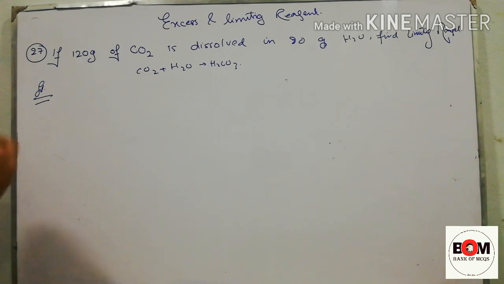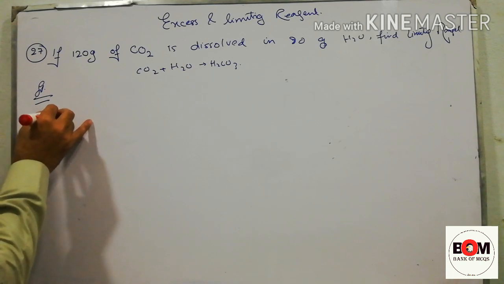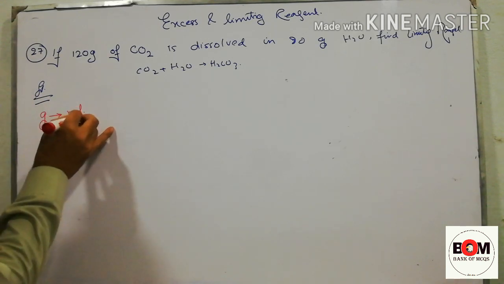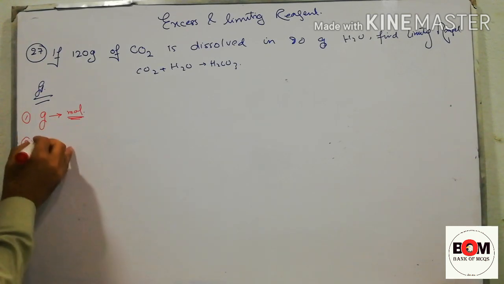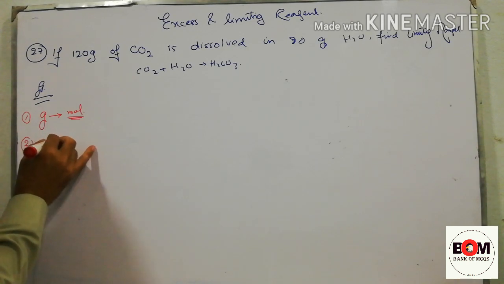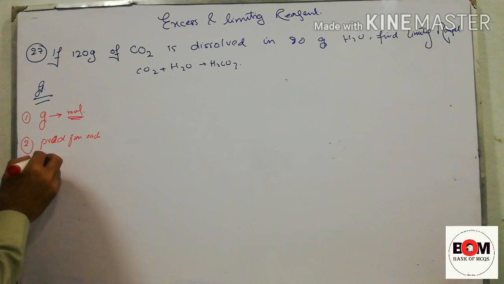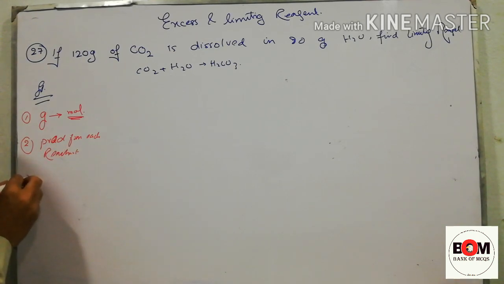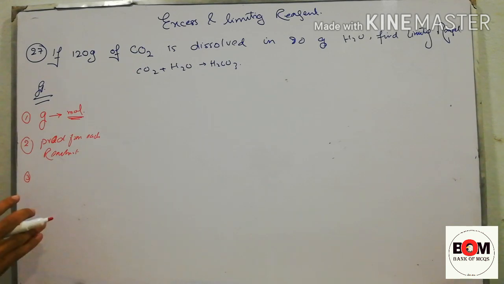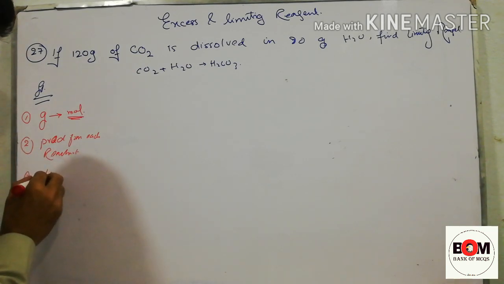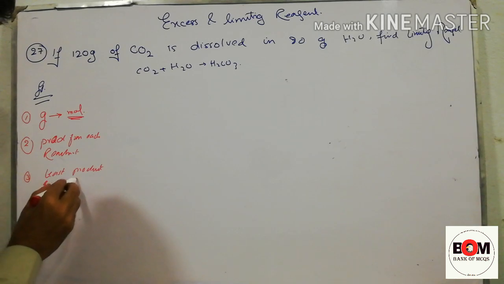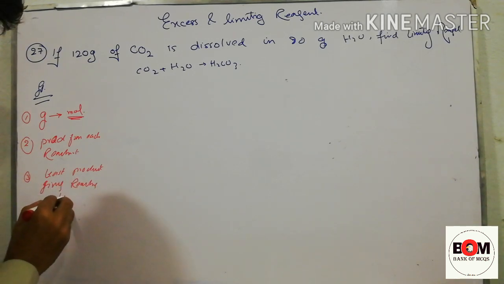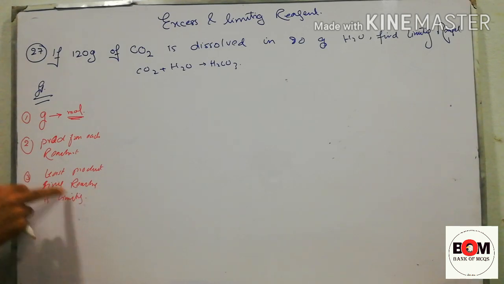The first step is, if they give any amount in gram or volume or anything, we will convert it into the standard unit, that is mole. The next step is, we will find the product from each reactant. The next step is, the reactant which gives the least amount of required product is limiting. Limiting will be that one which gives the least product.